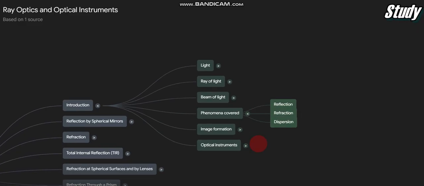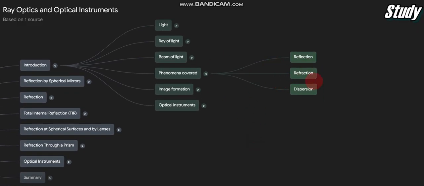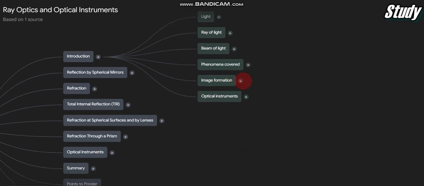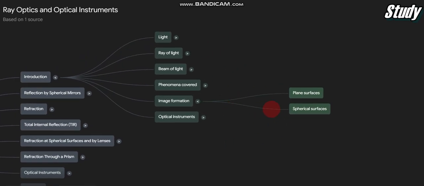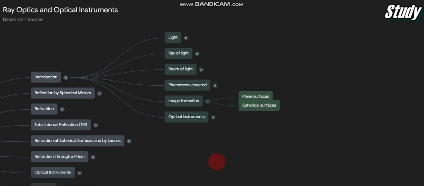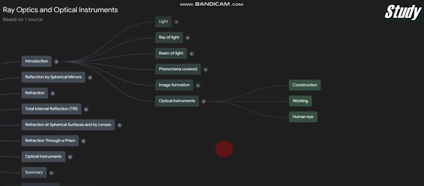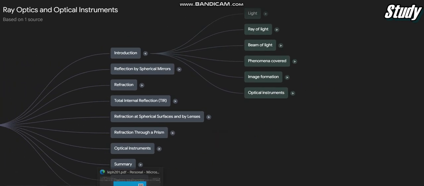And the phenomena that are covered in this chapter will be reflection, refraction and dispersion. And obviously we'll see the image formation by the surfaces. Plane surfaces means the plane mirror and all, and the spherical surfaces, concave and convex mirrors, and the lenses, all those we will be encountering in this chapter. And optical instruments, you will see the construction, its working, the human eye, everything you already learned in grade 10th, but quite a few topics included you will be learning in this, right? Now let's see what our NCERT has to say.